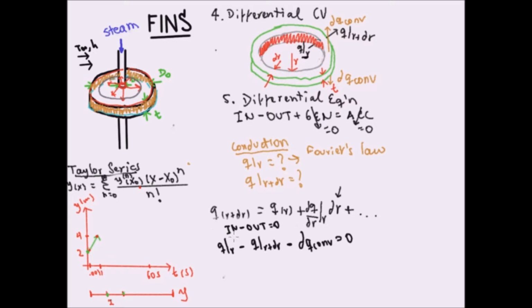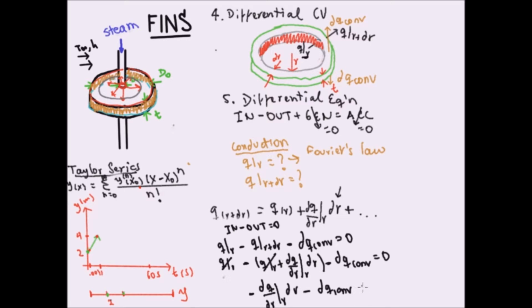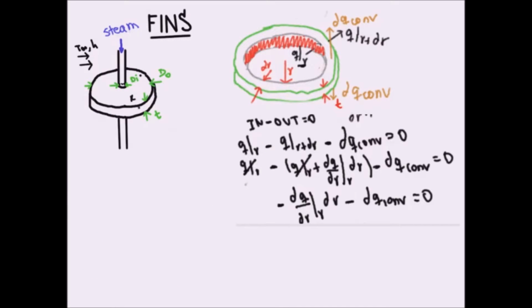So let's replace this expression here for Q evaluated at R plus dr. This one, we'll just leave it the way it is. Minus parenthesis Q evaluated at R plus dQ/dr evaluated at R times dr, minus dQ convection, and this is equal to 0. So you notice here that we can cancel this term out with this one, and all we're left with is the derivative term. So we have minus dQ/dr evaluated at R times dr, minus dQ convection equals 0. Okay, let's continue on this new tab.